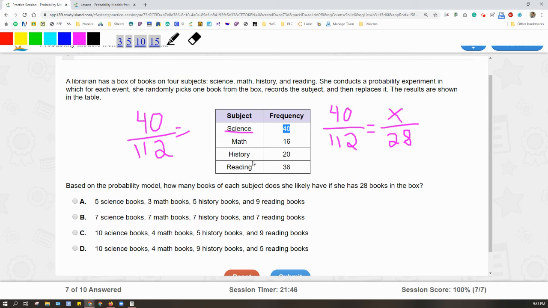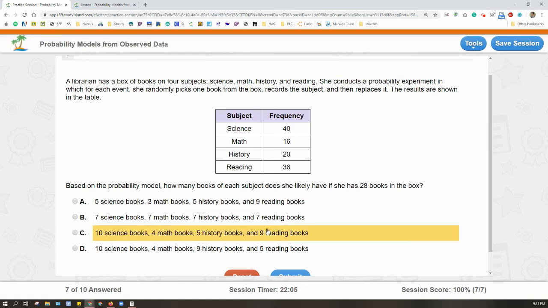How many times was a history book chosen? 20. How many times was a reading book chosen? 36. So what do you think there's more of, the history books or the reading books? Because we chose reading books more often, there are probably more reading books. So we're going to choose C as our answer, because C has more reading books than history books.